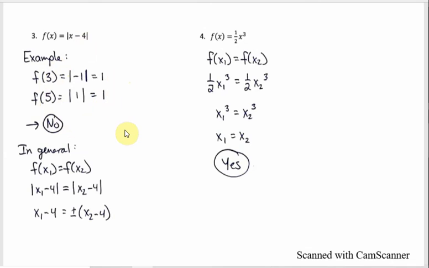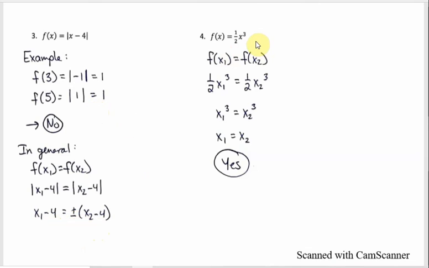If you try to do it generally and you say, if f of x1 equals f of x2, then these two absolute values have to be equal. But that doesn't mean that x1 minus 4 equals x2 minus 4, because they could be negations of each other. They could be additive inverses and the absolute values would still end up being the same. So they don't have to be identical here, and because of that plus or minus, that would throw it off. But I think this one's probably easier to see with the example.